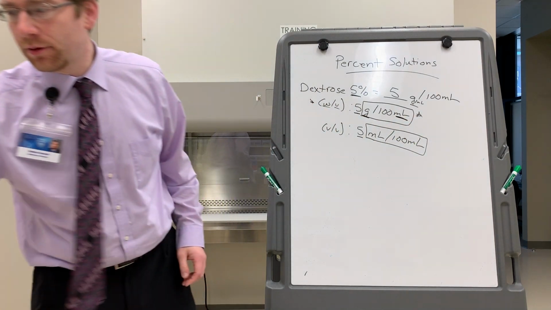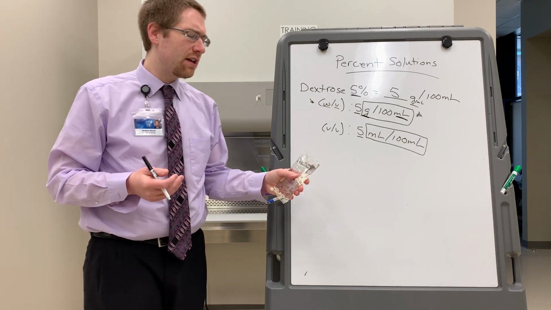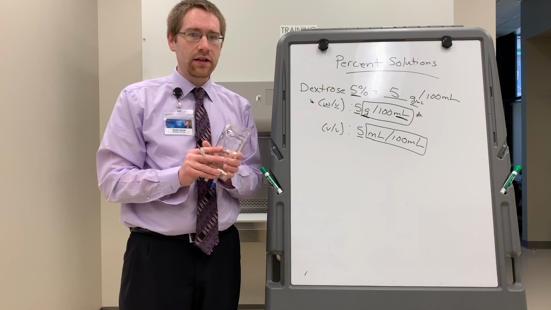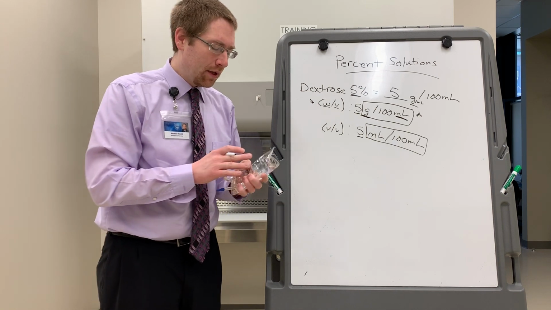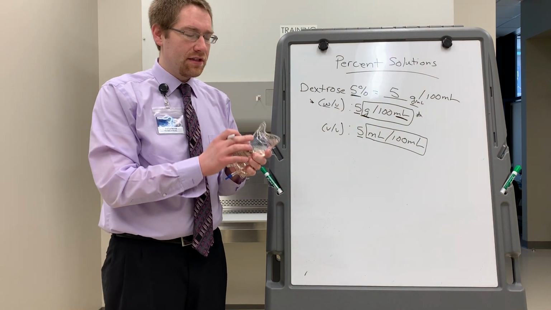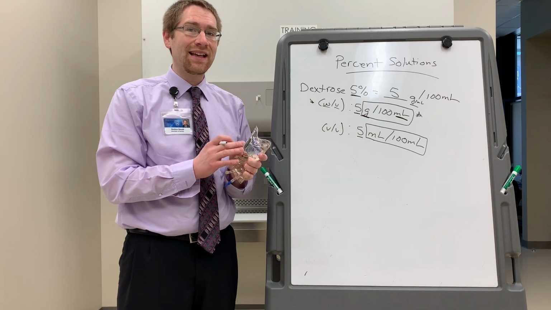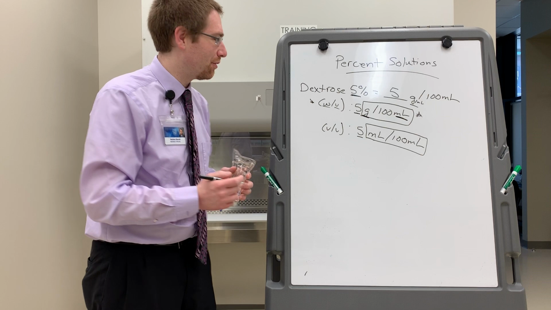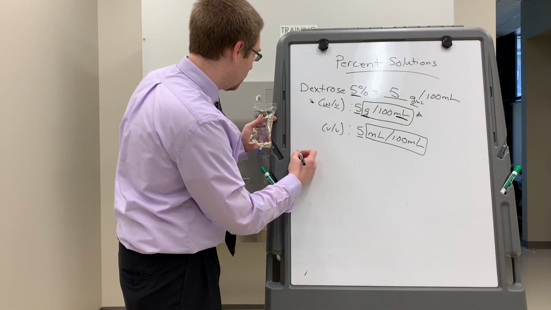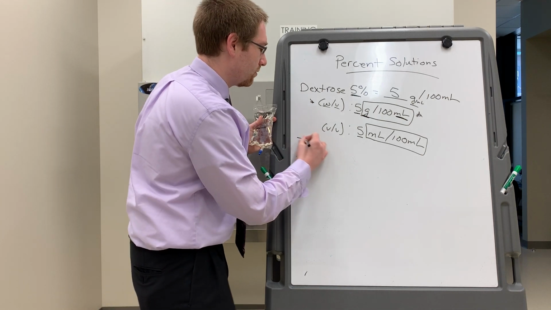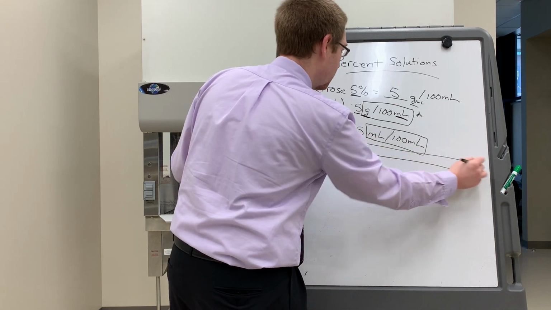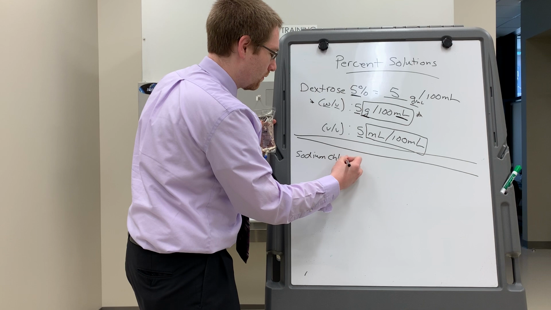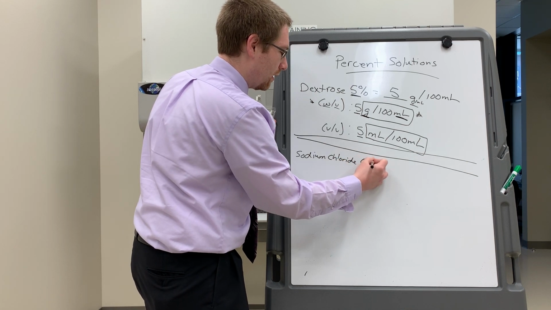So let's talk about another percent solution, such as sodium chloride 0.9%. In this particular product, the same concept applies. This is stating that there is 0.9% of this bag that contains raw or full concentration sodium chloride. So I'm going to write that on the board. Sodium chloride, I'm going to draw a line here so we see the separation. Sodium chloride, 0.9%.